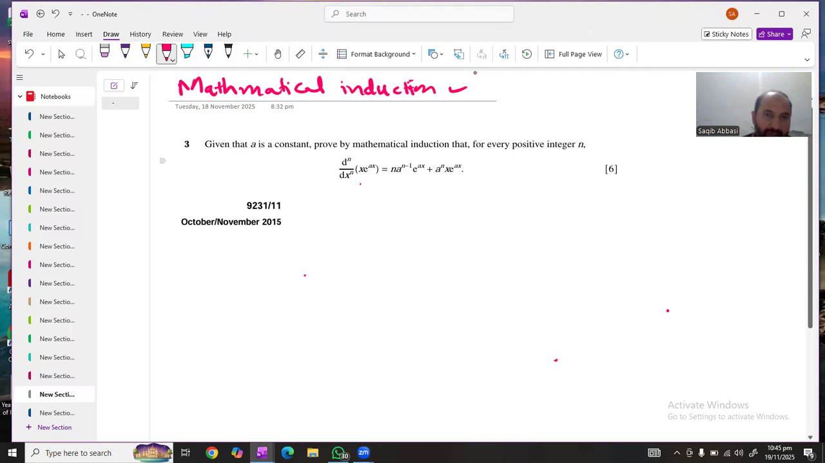We also know that mathematical induction has three steps. Number one, the first step is n equal to 1. Number two, n equal to k. And number three, the step is n equal to k plus 1.